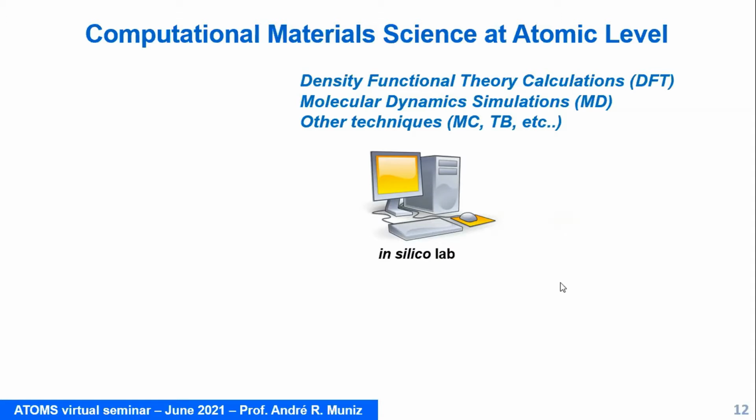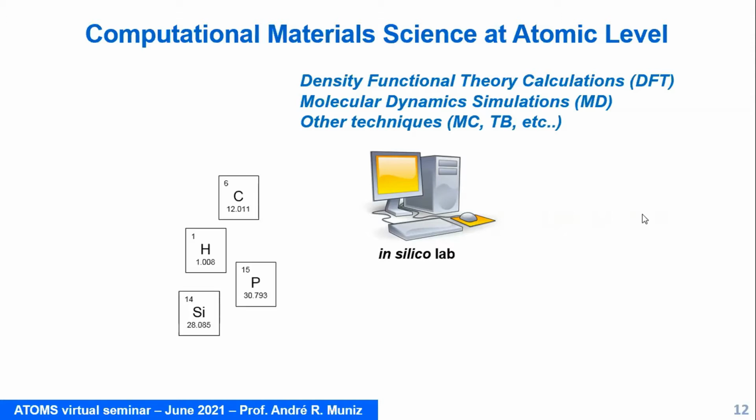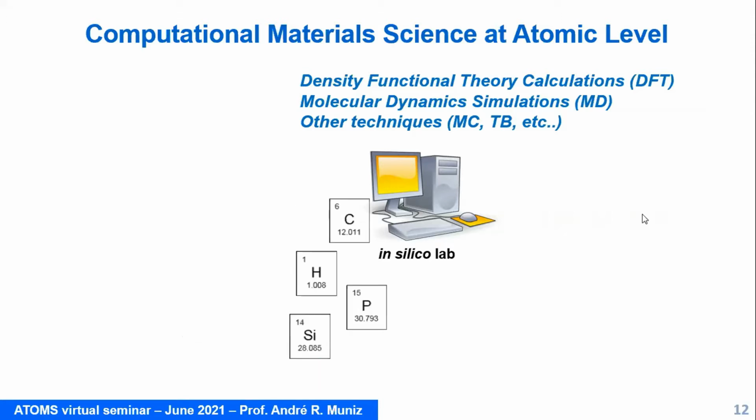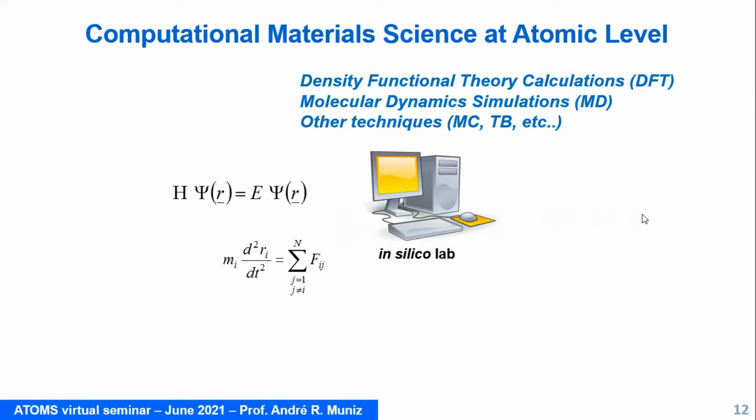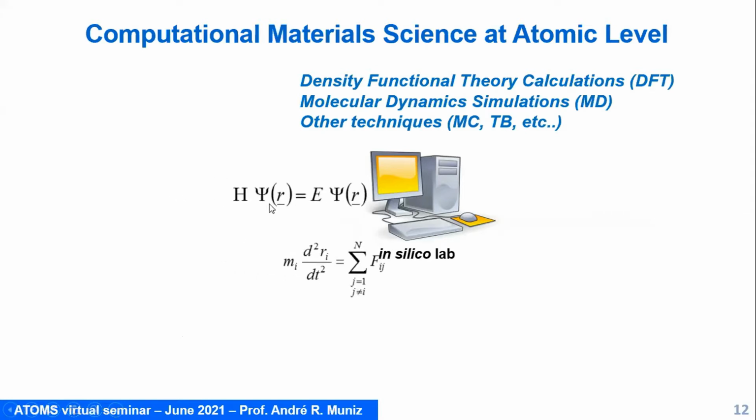There's a term that has been increasingly used by researchers in the field: we do experiments in silico, in an in silico lab. So we do the equivalent of experiments. For example, I can tell my computer what elements are present in that material, how they arrange with each other, what are the rules that they must follow, either by quantum or classical mechanics, according to the techniques I'm using.